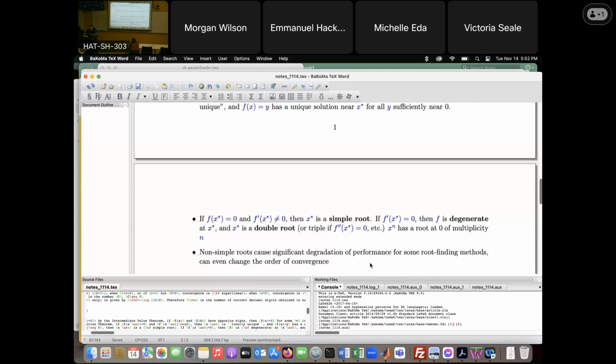For example, Newton's method that we'll see toward the end. When you have a simple root, it's quadratically convergent, R is equal to 2. If you have a multiple root, it becomes linearly convergent, so R changes to 1. So order of convergence isn't even necessarily a property of the method. It's also dependent on the root itself.